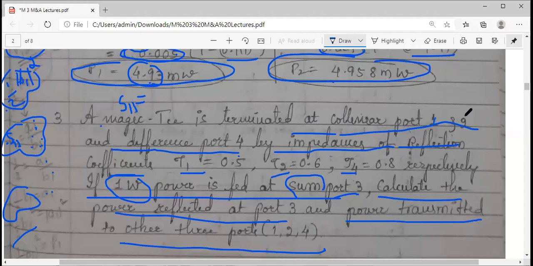So for the 3 ports 1, 2 and 4, tau 1, tau 2 and tau 4 are given to you and power is applied at port 3. You have to find how much power will be reflected at port 3 and how much is transmitted to all the remaining 3 ports.